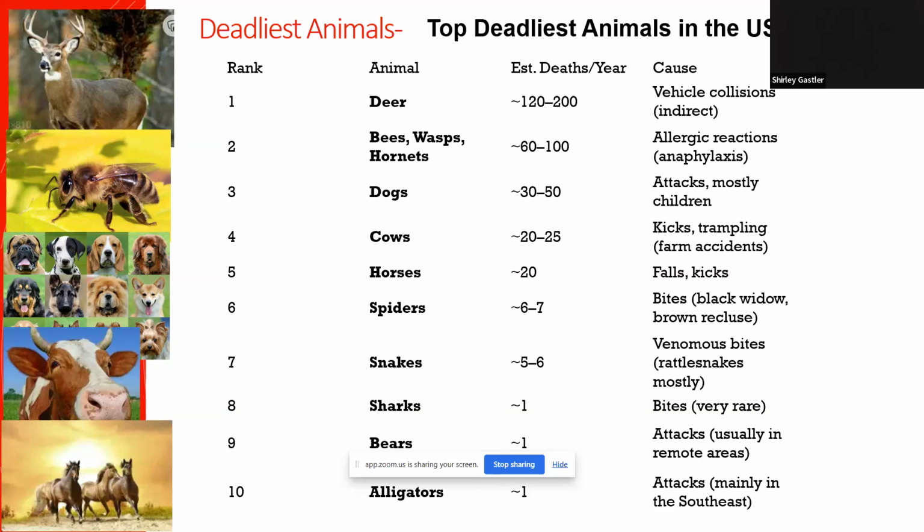Spiders is up there. Our spiders in this country are not that deadly, truthfully. It's usually kind of the very young and the very old. Same thing with the snakes. Our snakes here are really kind of overgrown earthworms. Again, really the very young and the very old.